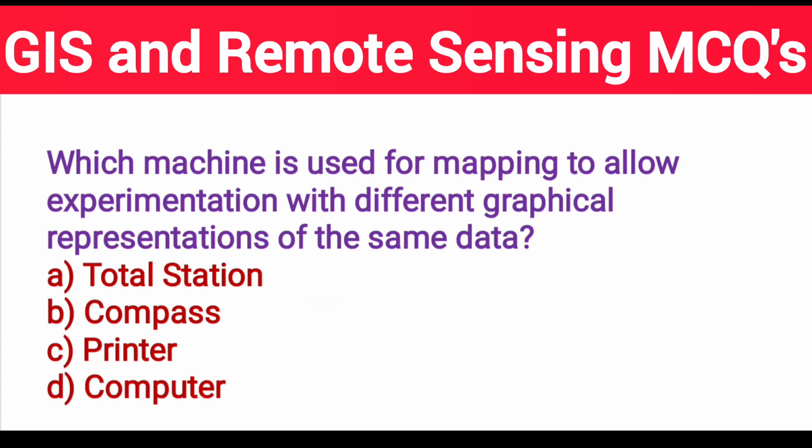Next question, which machine is used for mapping to allow experimenting with different graphical representations of the same data? Option A, total station, option B, compass, option C, printer, option D, computer. So the correct answer is option D, computer.